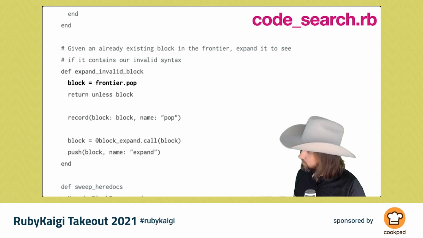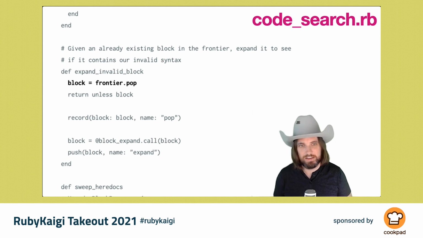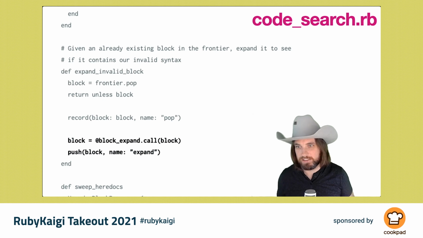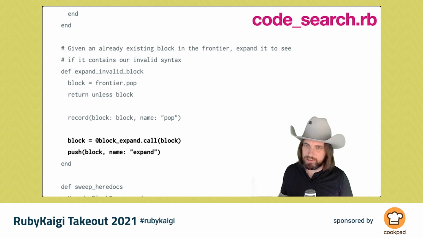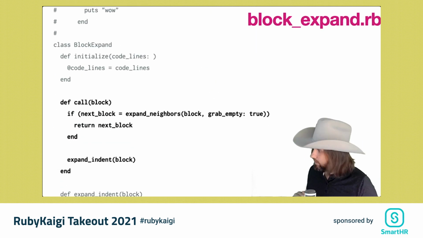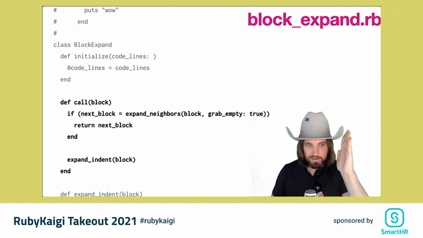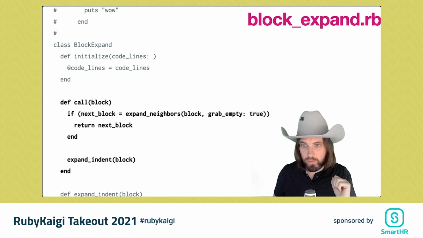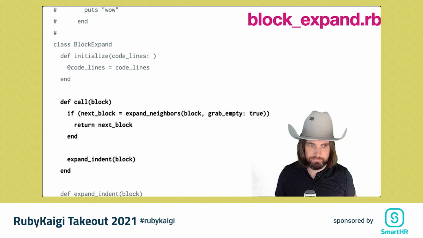Here's the expand code. The frontier is stored in indentation order. The highest indentation block is popped off. The block is then expanded using an object and pushed back onto the frontier. Okay, cool. Looks simple, but I bet there's some complexity in there. How does block expansion work? Well, here's the block expand code. It can either expand more lines at the same indentation level, aka neighbors, or when those are exhausted, it can expand out an indentation level.